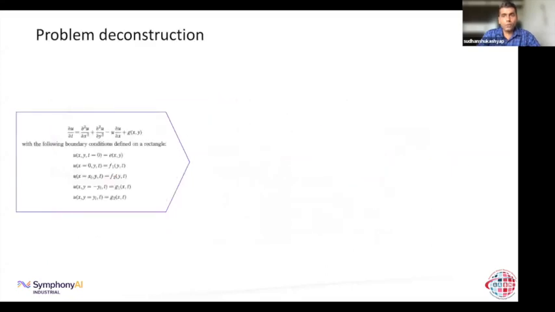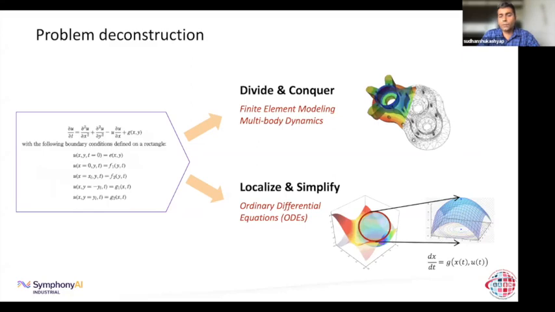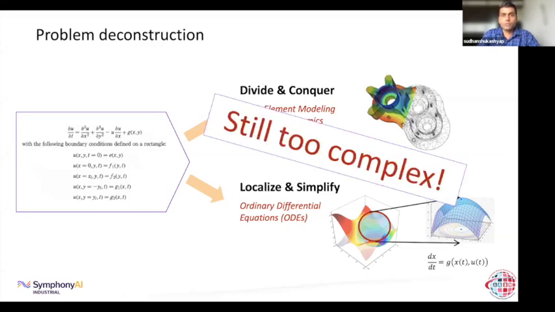So we try to solve it by deconstruction: divide and conquer, right? That's where finite element modeling and multi-body dynamics come in. We take the problem, make it into smaller problems, and try to solve those. Sometimes we localize it and simplify it, converting these partial differential equations to ordinary differential equations to get a much simpler lumped model and solution. But still it's quite complex. If you want to do it at scale, it needs a lot of time and compute to get it working in a real case scenario.